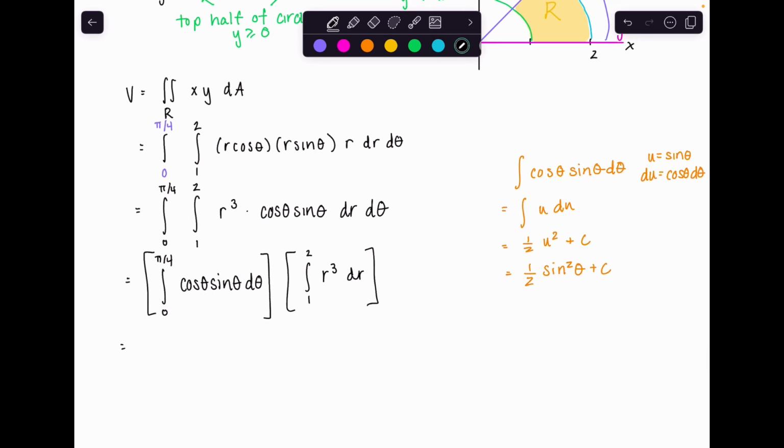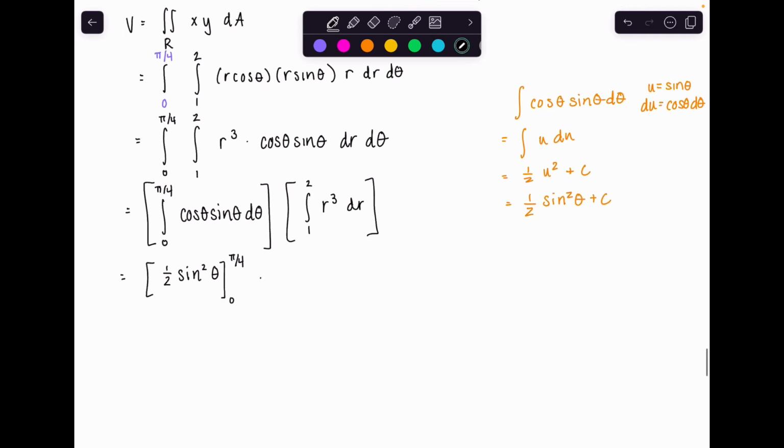So for this front piece, this will be 1/2 sine squared of theta, evaluated from 0 to pi over 4. And then I'll keep going through with this one and then figure out r. This will be 1/2. If you plug in pi over 4, it's root 2 over 2. So when you square it, the root 2 becomes 2, and then 2 in the bottom becomes 4. When you plug in 0, luckily, it is 0. So that really just gives you 1/4.